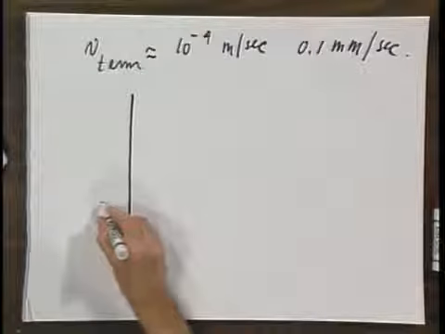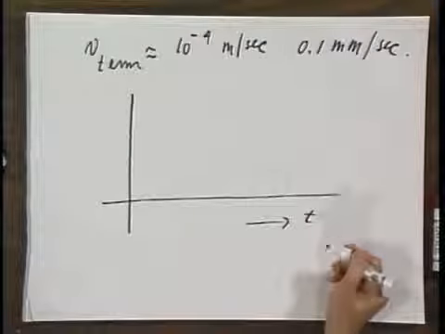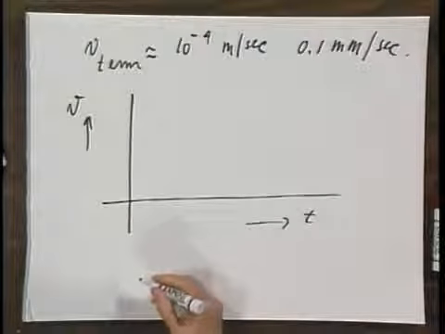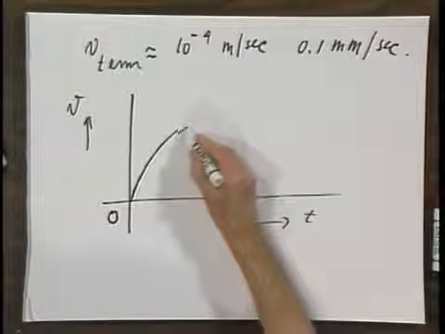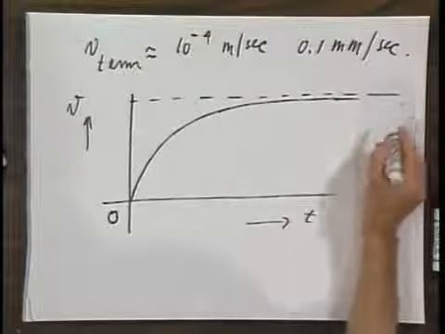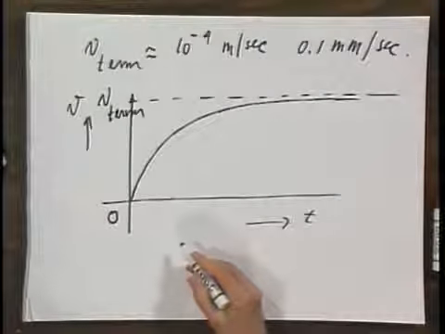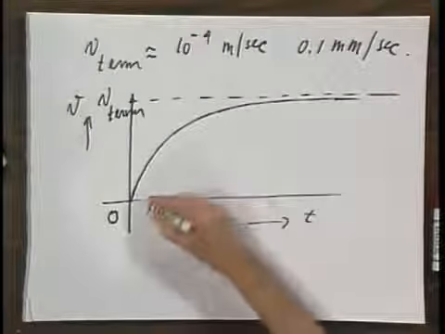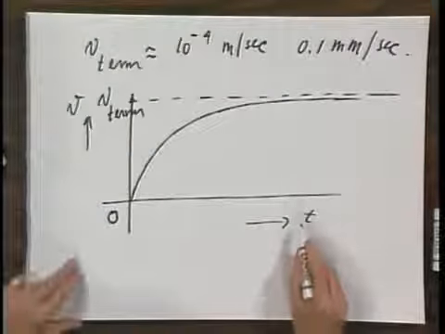How will it reach this terminal velocity? If I make a plot of the velocity of the oil drop as a function of time, this is the origin, then very schematically it will go like this, and it will ultimately reach the terminal velocity. And I want to discuss now the representation of this curve. How does this velocity, how does this speed change with time?